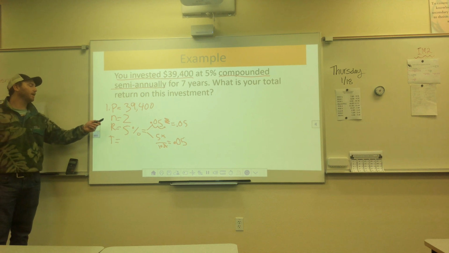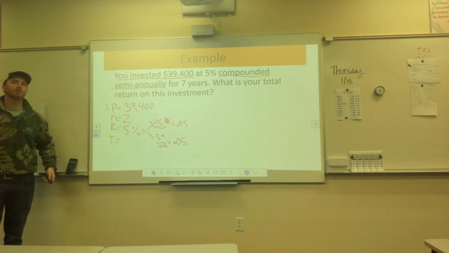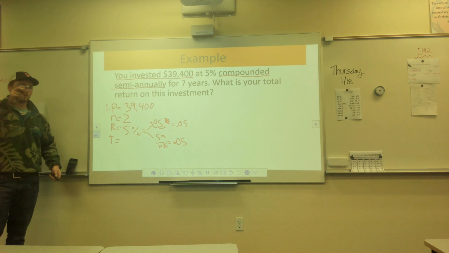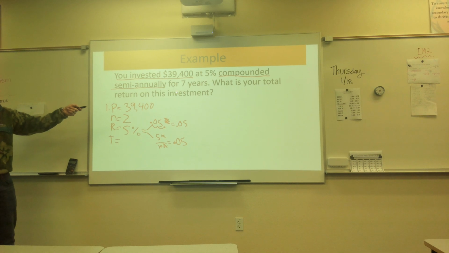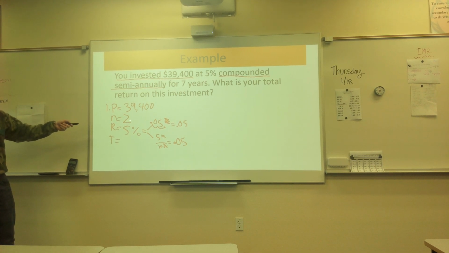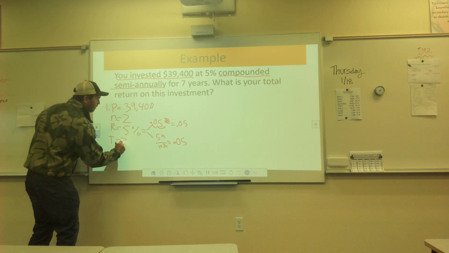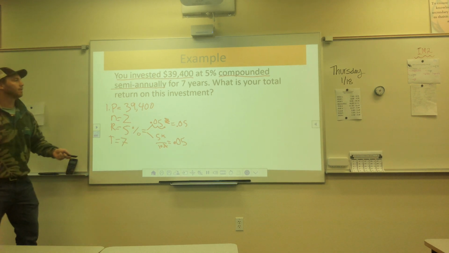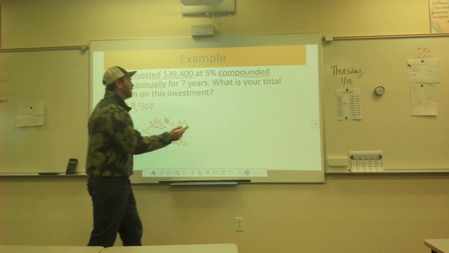So now we have our P, N, and R. Next, T. How many years are we doing this for? 2? Oh no, that one's 7 years. The 2 is our N, yes, semi-annually. T is our 7, because remember, T always follows with years. So we have that. Now let's just set it up.